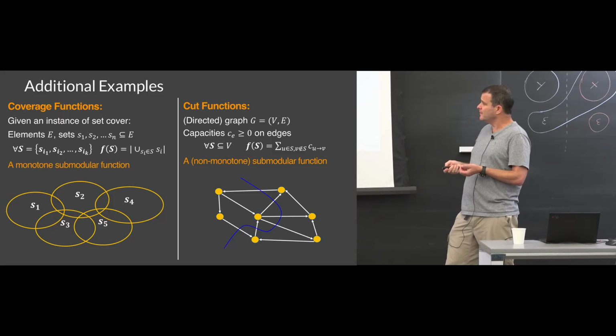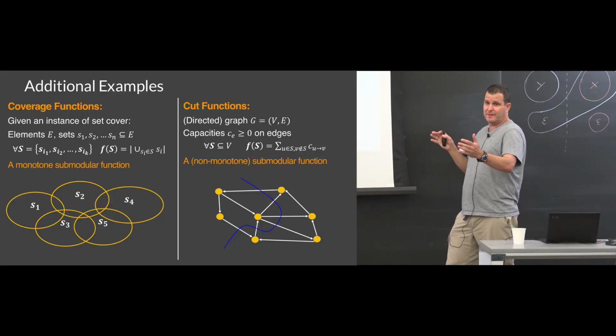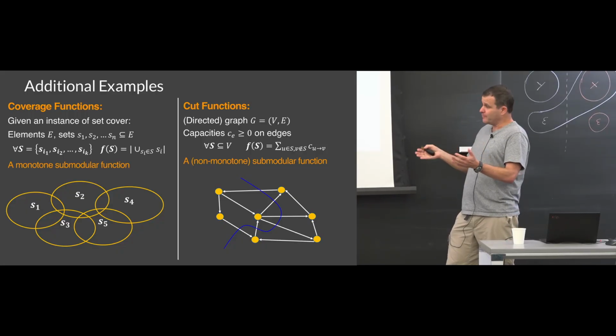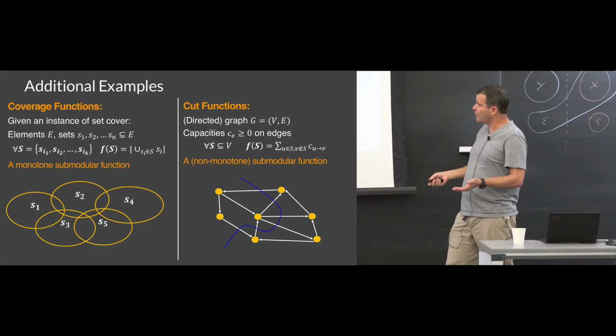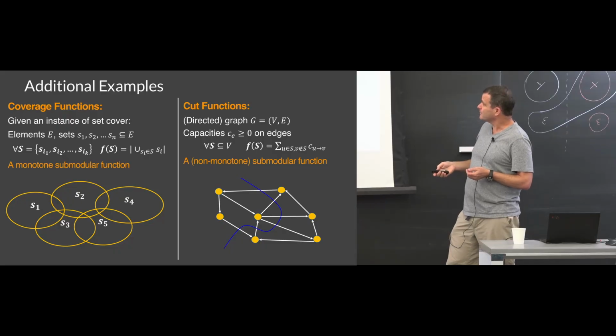It's easy to see that this is a monotone function because adding more sets will cover more area. And if you add a set to a larger family of subsets, the marginal area that it will cover will be smaller. So it's easy to see that this is a monotone submodular function.